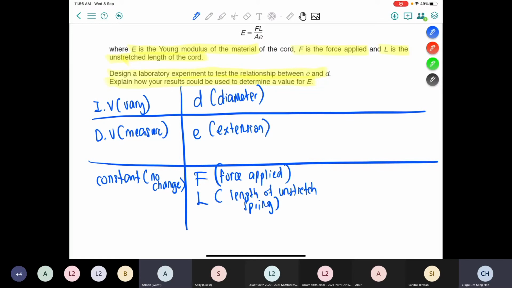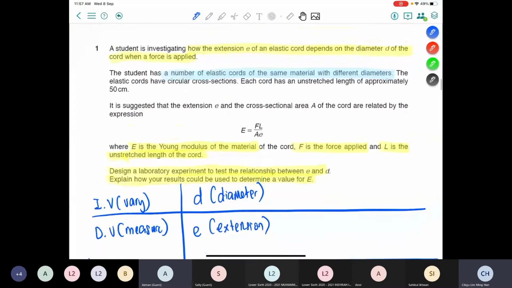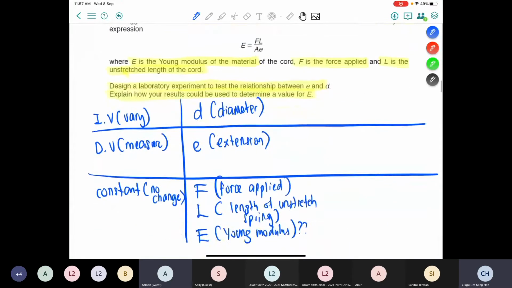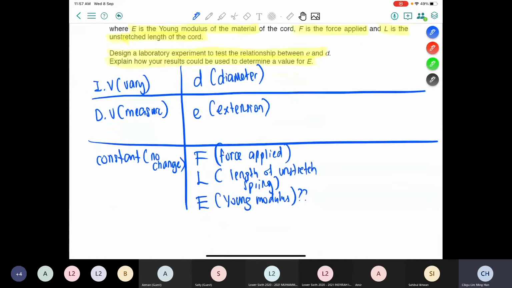Oh. What about E? Do I need to mention E, which is the Young modulus? That is not like a constant. No, the constant is the one we are looking for. Oh, okay. Oh, you want to find the constant. Oh, yeah. Correct. You are right. So, no need to write this one. Correct. You are correct. Yeah.